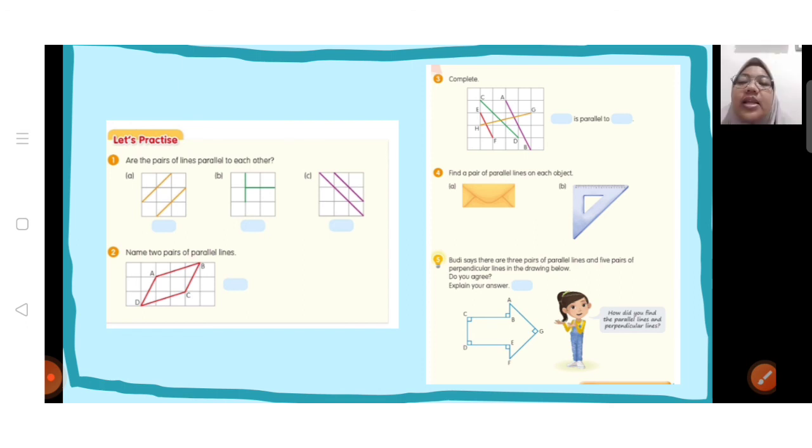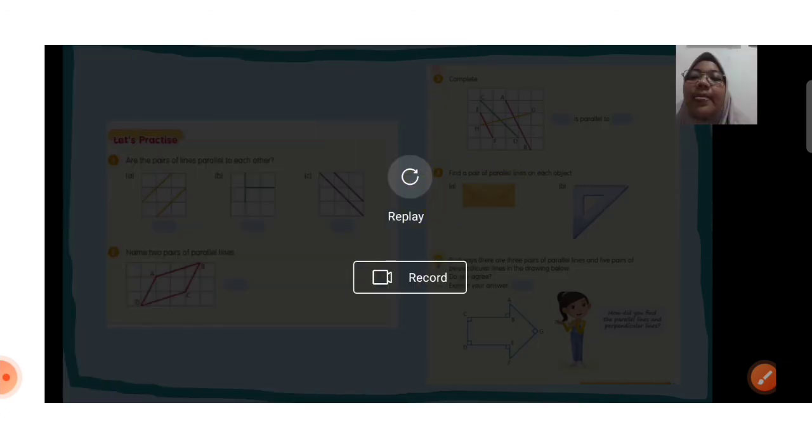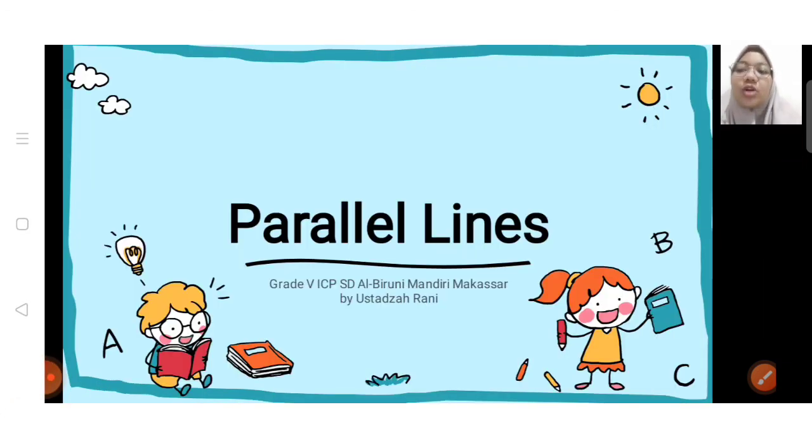Now, for number 3, you just need to complete which lines are parallel to each other. Number 4, find out the parallel lines in an object. You can determine which ones are parallel in this shape. Mark it. Okay? Alright. I think that's all about parallel lines.